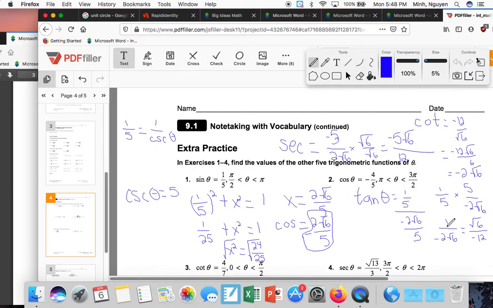Tangent is root 6 over negative 12, or negative root 6 over 12. And then lastly, cotangent is negative 2 root 6. Okay, so that's number 1.